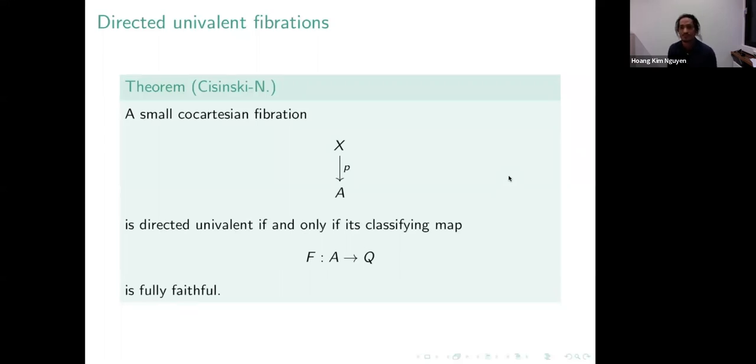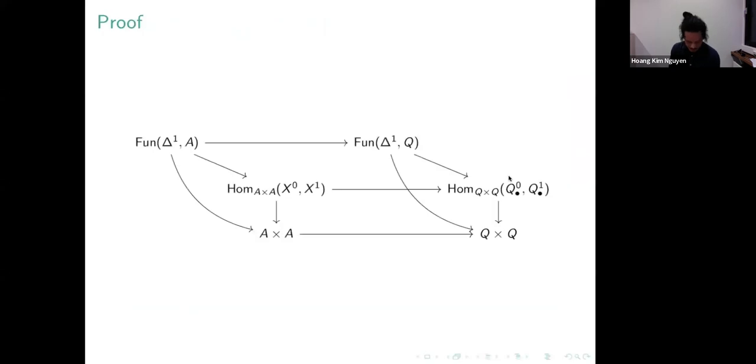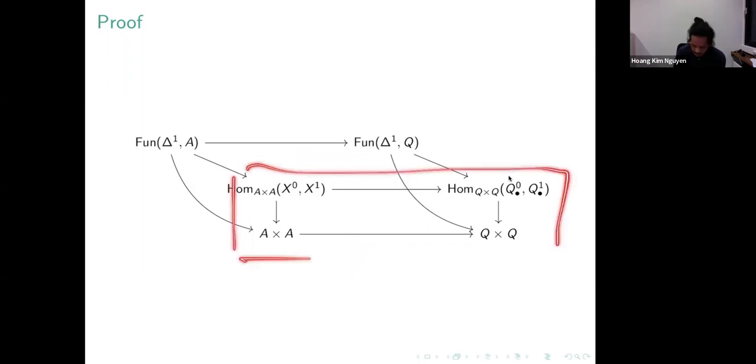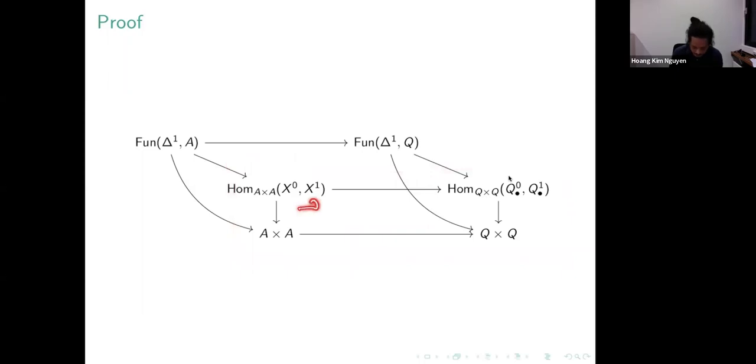Now that's more or less easy to prove. It's just contemplating this diagram for a while. So let's have a look at this. This is the universal morphism classifier, and if we have a small fibration, this object of morphisms here is just the pullback. So this is a pullback diagram. And now we know that the universal cocartesian fibration is directed univalent. So we do have here an equivalence, in particular a fiberwise equivalence.